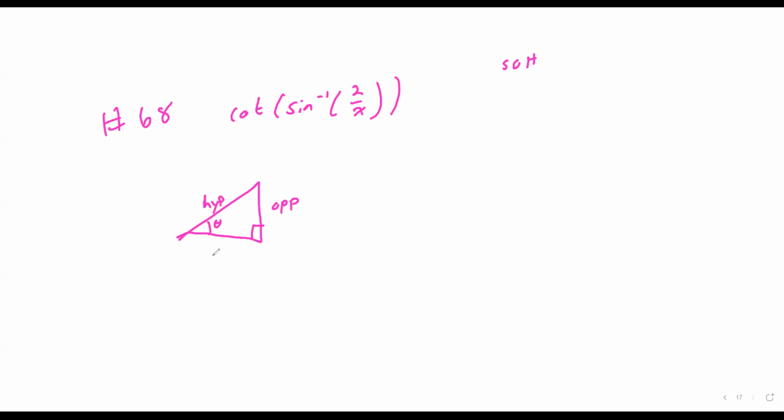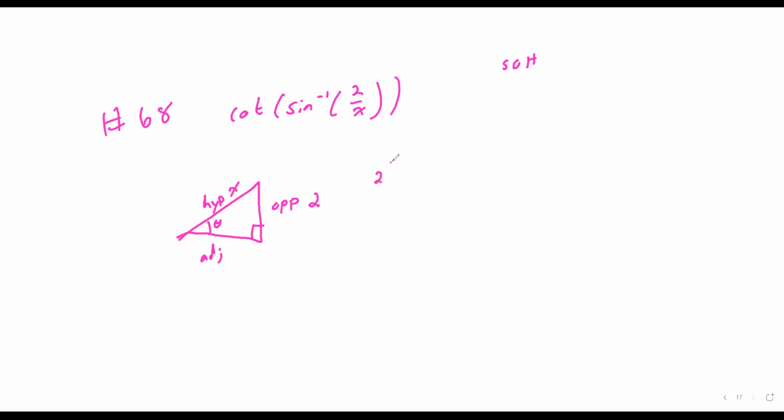Let's look at number 68. It says cotangent of sine inverse of 2 over x. So same process. SOH for sine. All right, this is my opposite, this would be my hypotenuse, and this would be the adjacent. So my opposite is 2, and my hypotenuse is x.